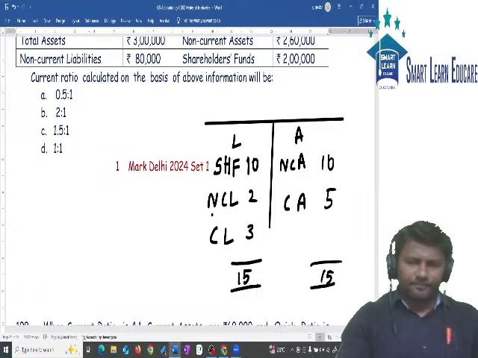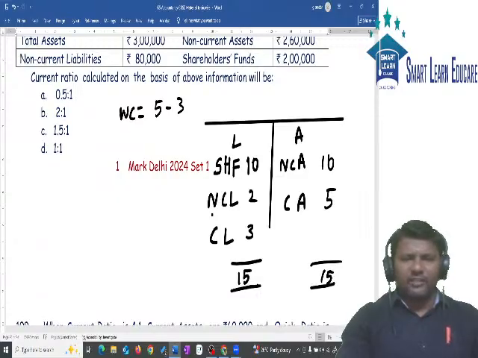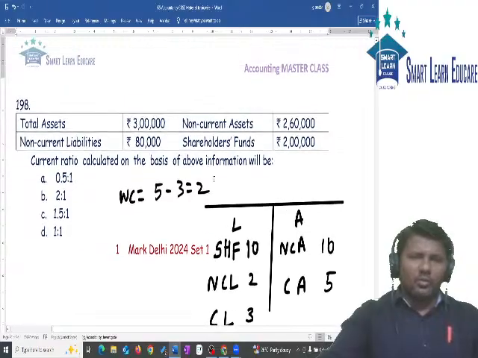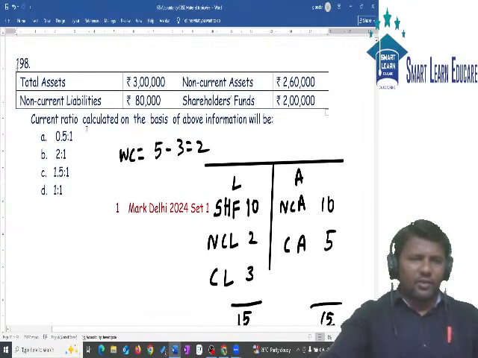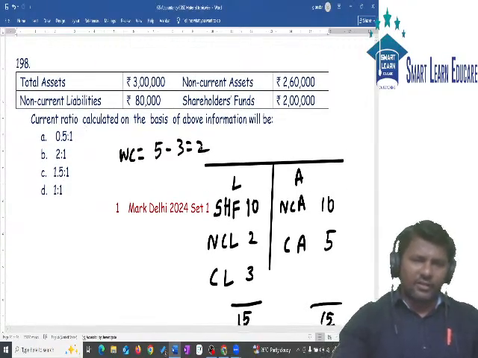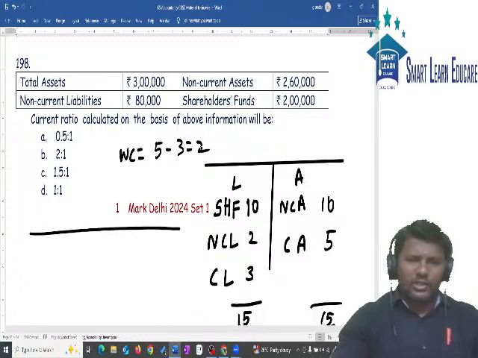Now listen. What is working capital? If someone asks you, working capital is equal to 5 minus 3, which gives you 2. Now, what is the requirement of the question? Let us go back to the question requirement.